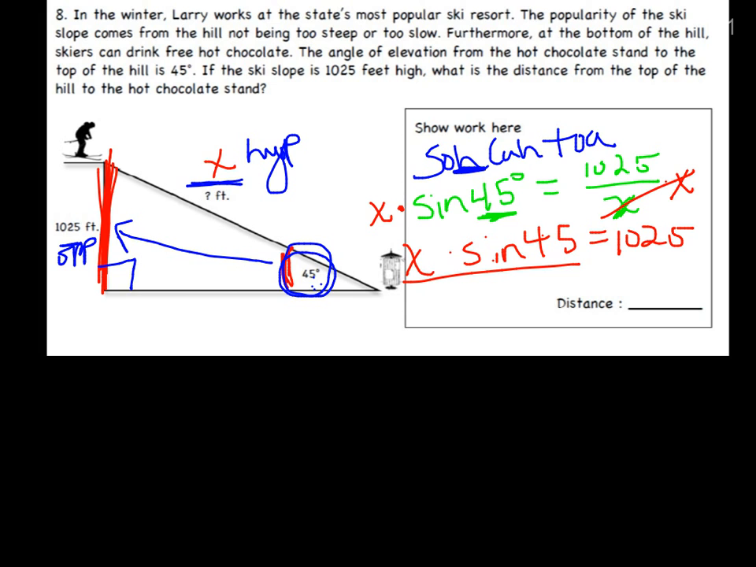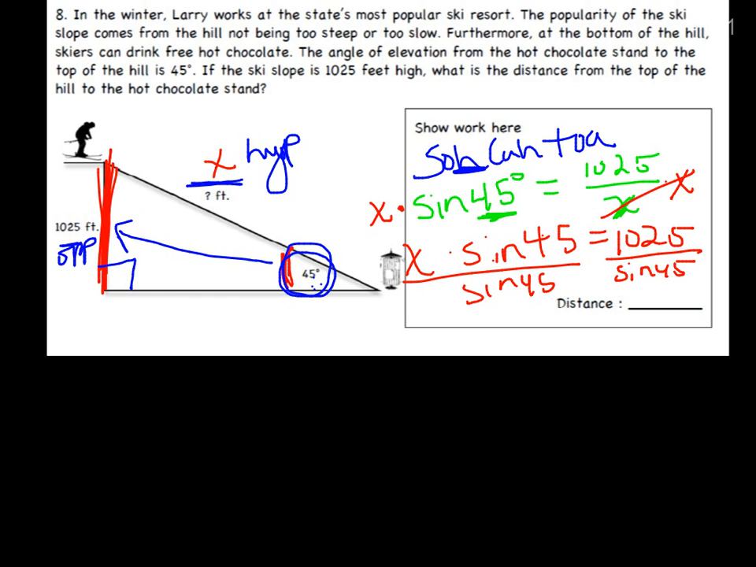Now remember, sine of 45 is just a number. It looks like a whole bunch of things, an S, an I, an N, a 4, and a 5. No, it's not all of that. It's just a number. If you type it into your calculator, it tells you that number is 0.707. So we're basically dividing by 0.707. What do you get when you divide by that number? You should get 1,025 divided by sine 45. Type it into your calculator, make sure you're getting the same answer.